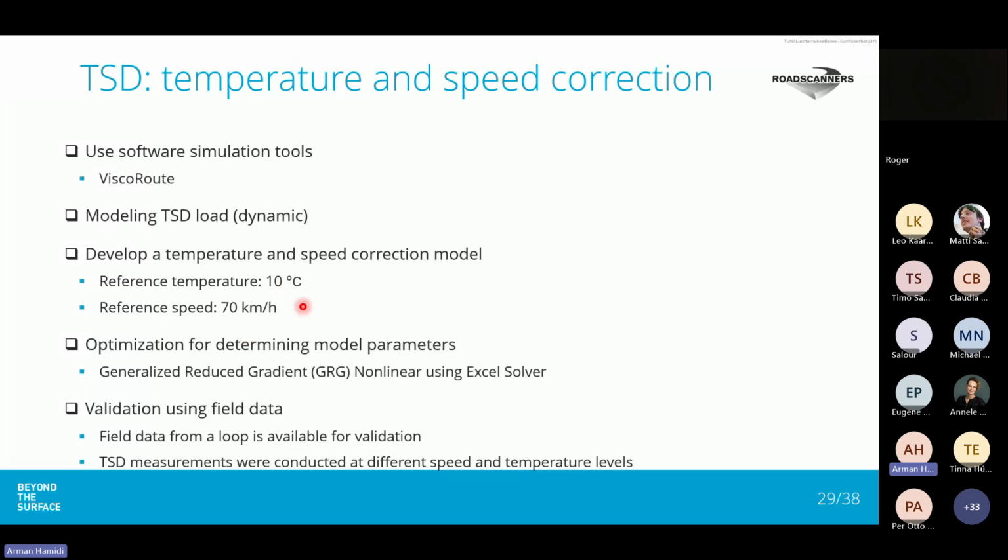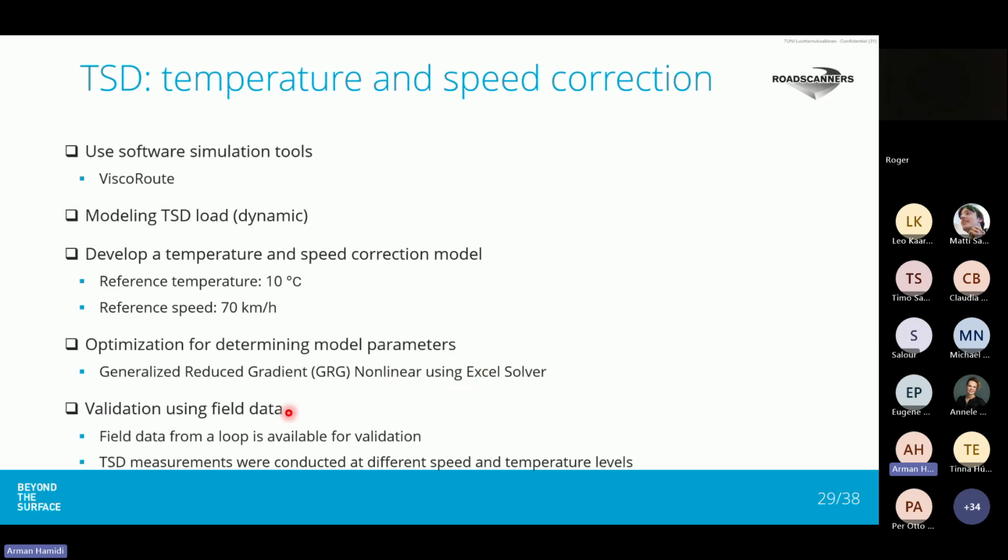The reason that we considered the reference temperature of 10 degrees centigrade was that we developed an index based on TSD data that could reflect the maximum horizontal strain at the bottom of the asphalt layer, and we wanted to compare this temperature correction with the temperature correction based on the Swedish formula, which is originally at 10 degrees centigrade. So this is the reason that we consider this reference temperature, but based on this procedure, different reference temperatures can be defined and only the model parameters will change. Again, optimization was conducted using the Solver tool in Microsoft Excel.